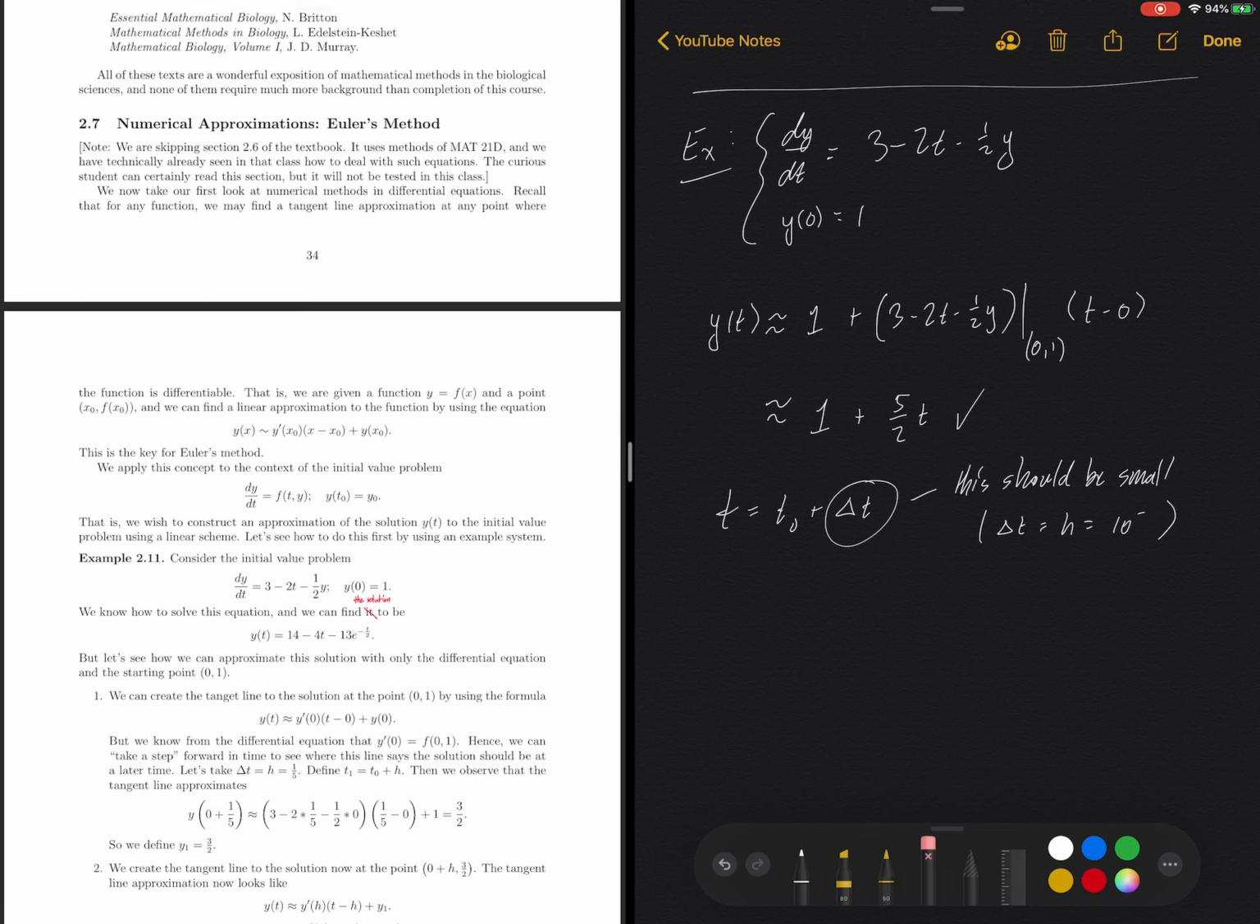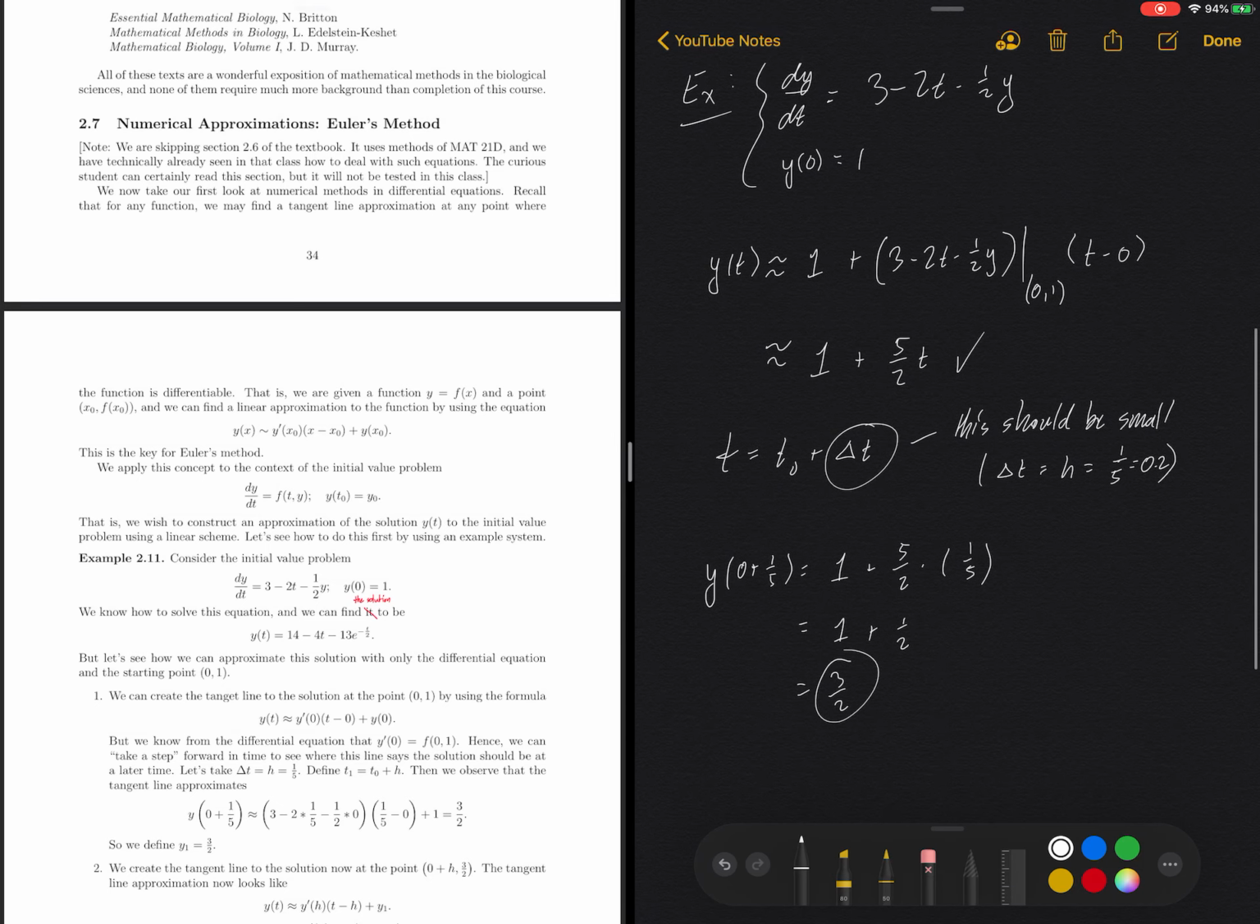Right, so let's go ahead and just say this is 10 to the minus 3. So we could step a little bit here. Actually, what I use in the example is a step size of 1/5. Yeah, so let's go ahead and follow the example in the notes. So 1/5 is 0.2. So I can go ahead and say that y at 0 plus 1/5, right, this should be equal to 1 plus 5/2 times 1/5.